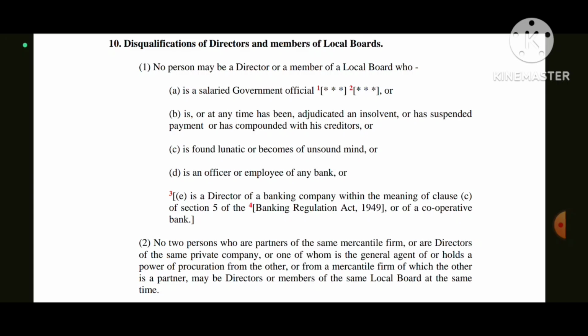Then clause C, is found lunatic or becomes of unsound mind. If the person is lunatic or becomes of unsound mind, he or she cannot be a member of the local board. Is an officer or employee of any bank. So a bank employee or officer cannot be a member of local board. Is a director of a banking company within the meaning of clause C of section 5 of the Banking Regulation Act or of cooperative banks. So any such director cannot be a member of the local board.